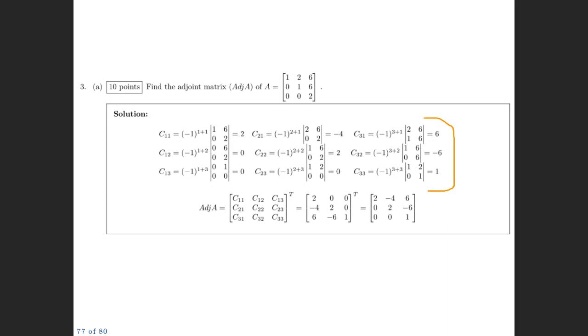We could either do -1 to the power i plus j, or we could do our checkerboard. We could write plus, minus, plus, minus, plus, minus, plus, minus, plus, and then we can see straight away if each one should be plus or minus. Then we write down the matrix of cofactors, which is just copying the numbers down. And then the third and final step is to take the transpose of that matrix to get the answer.